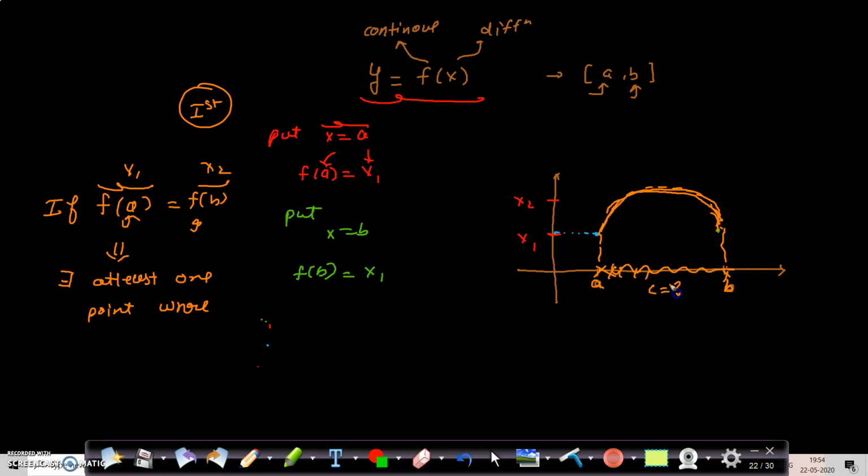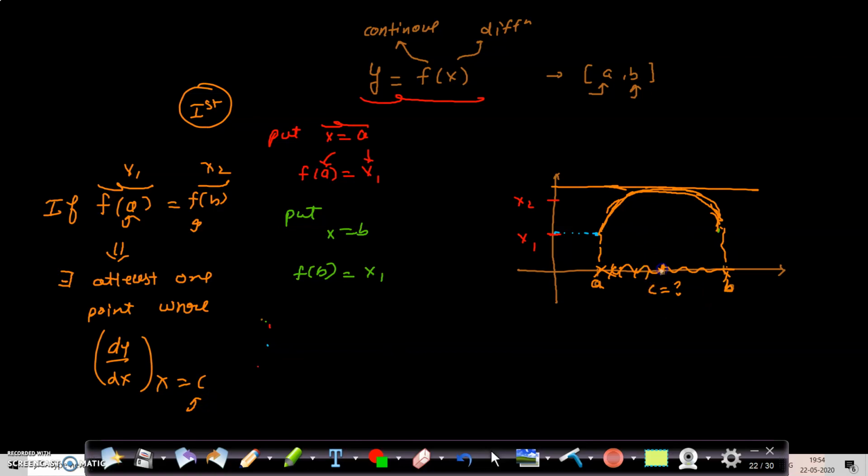We don't know that point. There will be at least one point where the derivative is going to be 0. One thing is sure, there will be at least one point where the derivative is going to be 0. We don't know that point. We don't have any idea about that point. We don't know what the value of c is. Okay, but we know one thing.